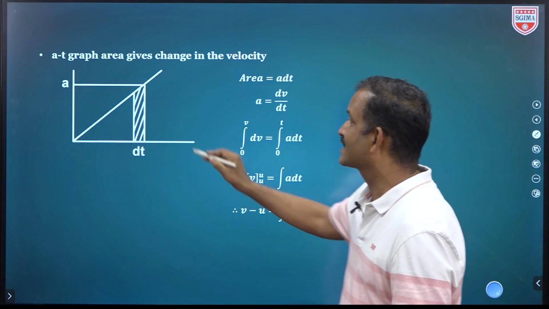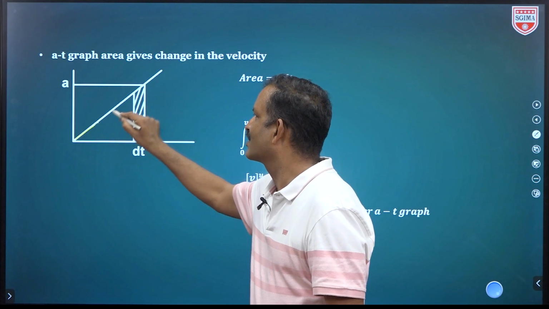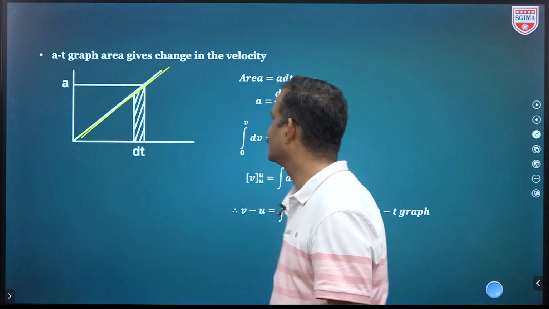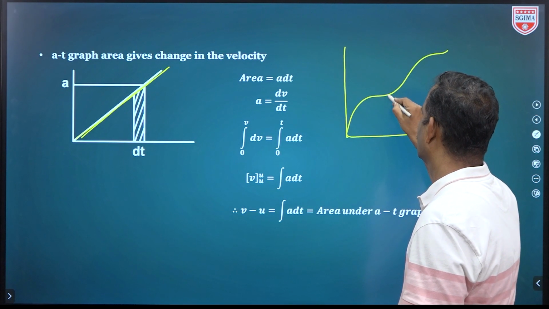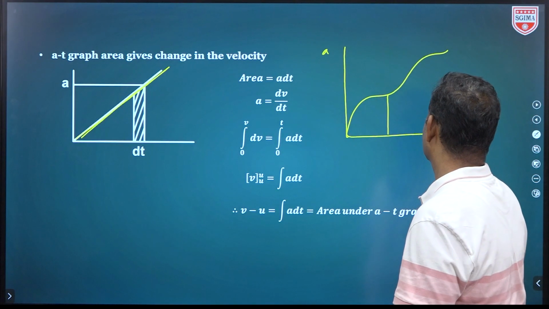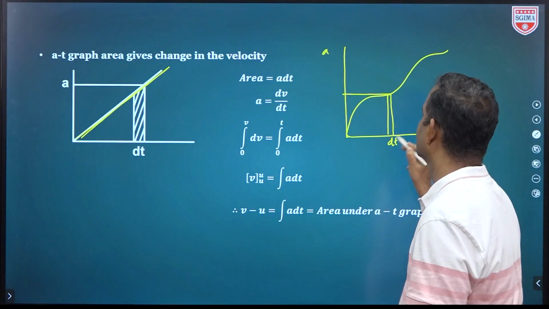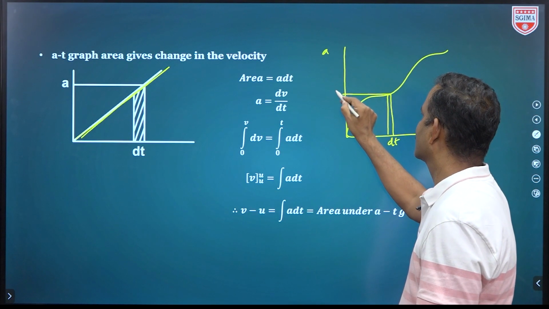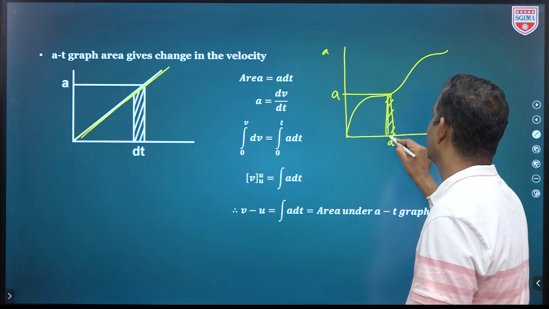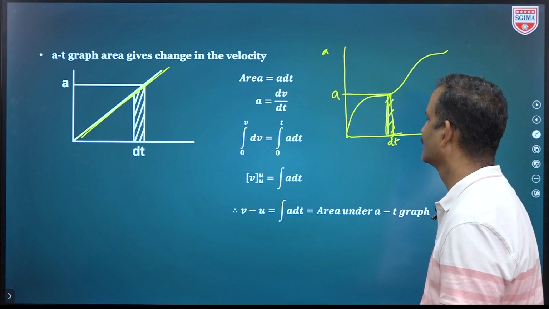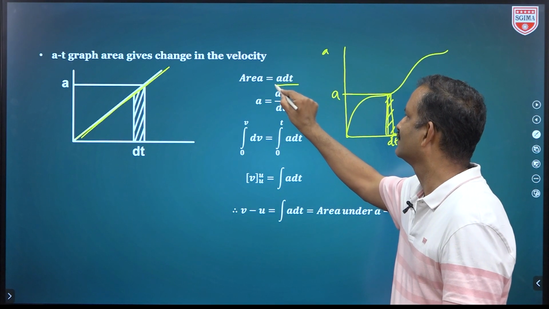The area under the acceleration time graph. For example, you take this acceleration time graph in this way, or you can take it in this way also. This is the acceleration time graph. At this instant, if you consider a small dt, this acceleration is a, so the height is a, width is dt. So, the area of this part is a into dt.